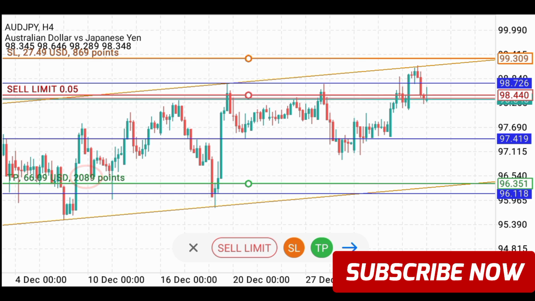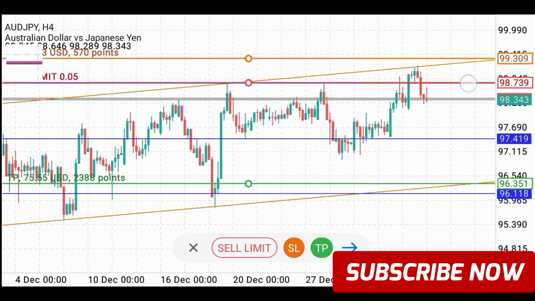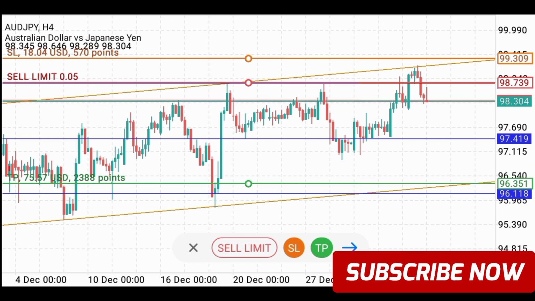But it would be better if I take my entry at a retest. So if I take my entry at a retest of that price level, the risk now will just be about 18.03 USD, which is better, just about 57.0 pips. Then my profit now will increase to about 75.57 USD, which is about 238.8 pips. So this is the opportunity, and anyone can take advantage of it. Either way, your risk reward ratio is above 1:2.